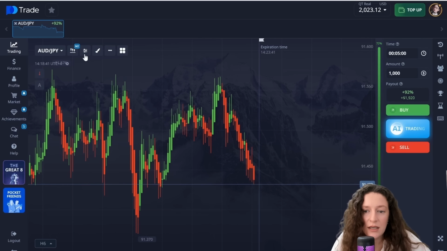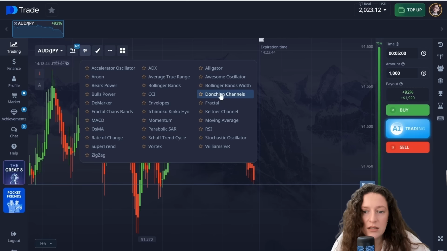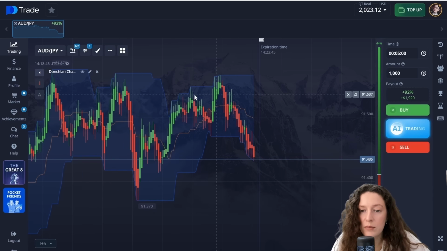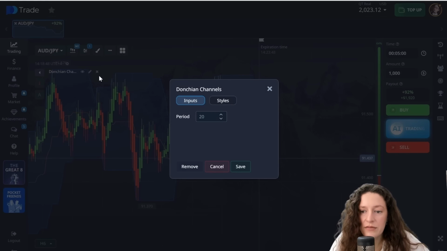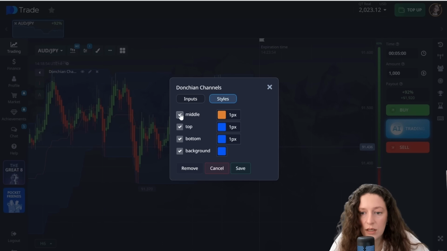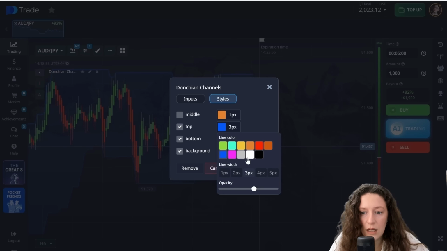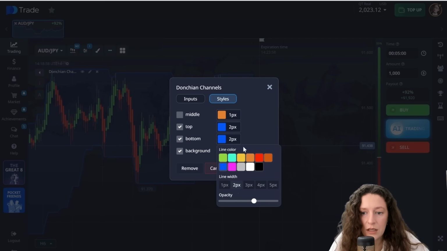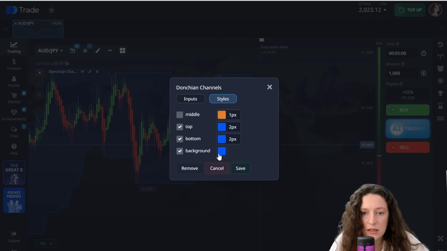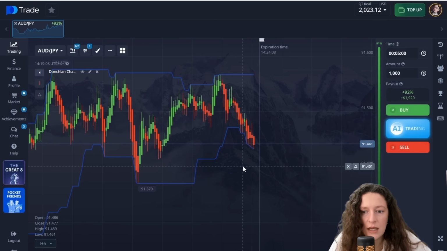I start by setting up the Donchian Channels, which plays one of the main roles in identifying each entry signal. Let's set the period to 31, turn off the middle line, thicken the lines. Let's set the background color to, maybe gray is better. And save.